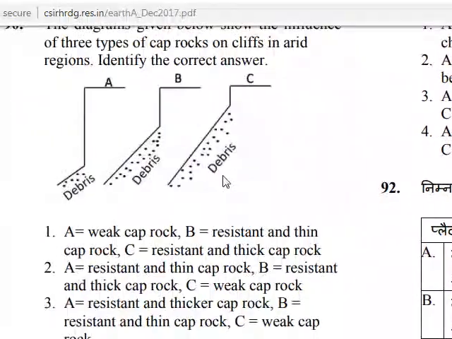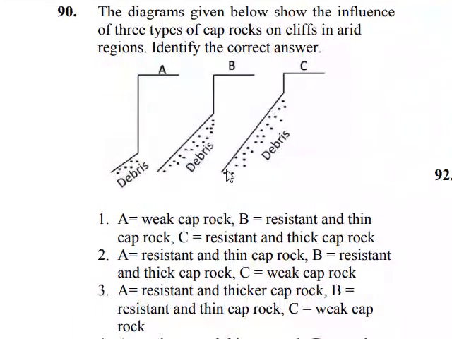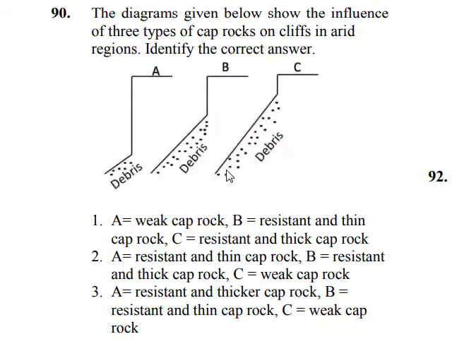And next question. So 90. The diagram you can see. The diagram below shows the influence of three types of cap rocks on cliffs in arid regions. Identify the correct answer.